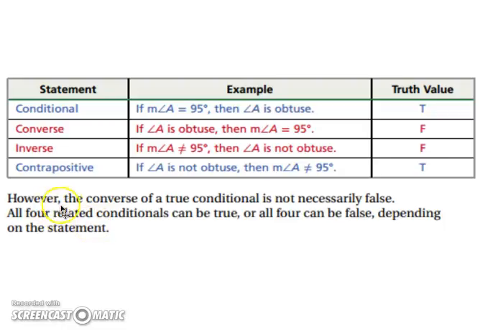Okay. The converse of a true conditional is not necessarily false. All 4 of them can be true, and all 4 of them can be false. The only thing that has to happen is your converse and inverse have to be the same, and your conditional and contrapositive have to be the same. And that will conclude our lesson on conditional statements.